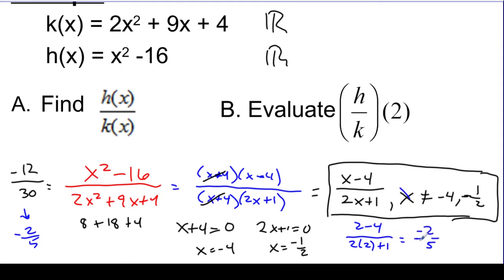I saw a mistake and I knew I had to go fix something. So 2 minus 4 is negative 2. I still get a 5 on the bottom. The reduced version of h of x over k of x comes out to also be negative 2/5. So we're good either way. I'm going to get the same result. You can plug into the original function or you can plug into the simplified version.